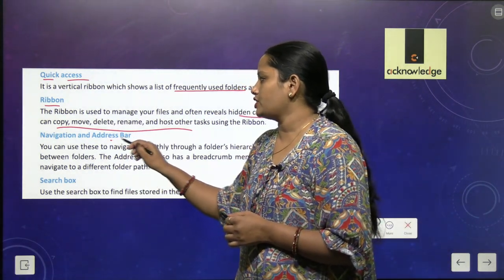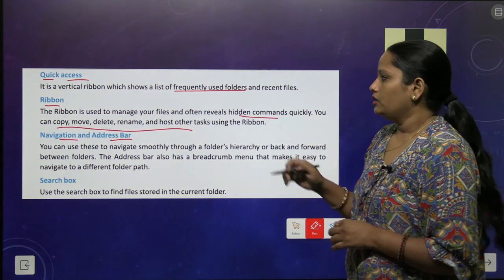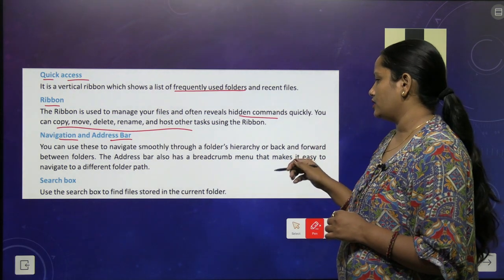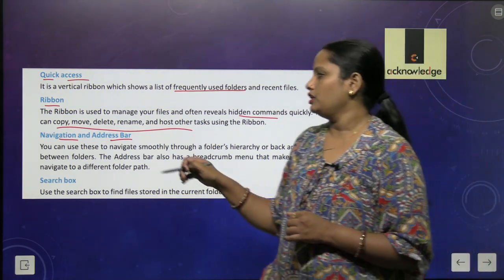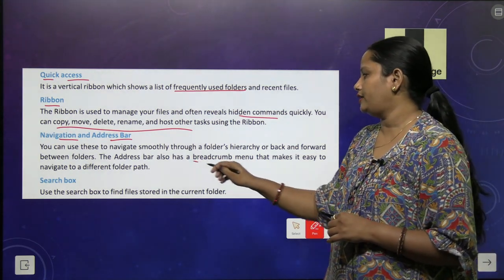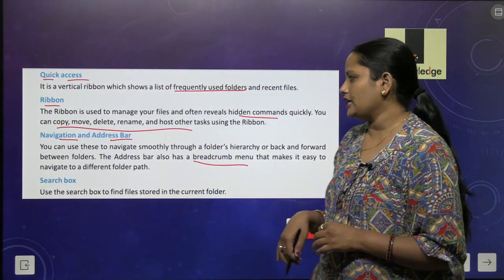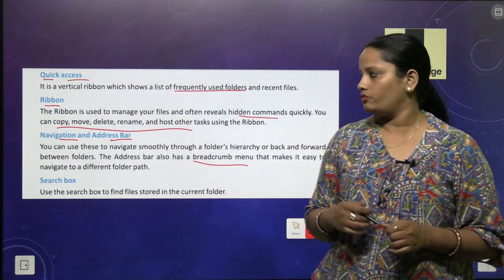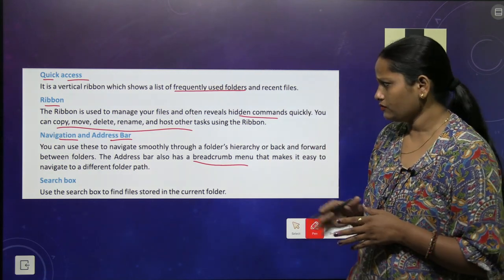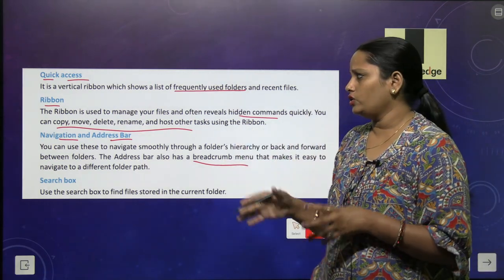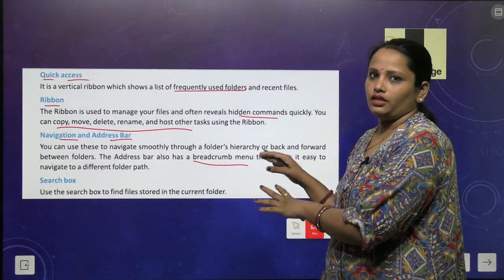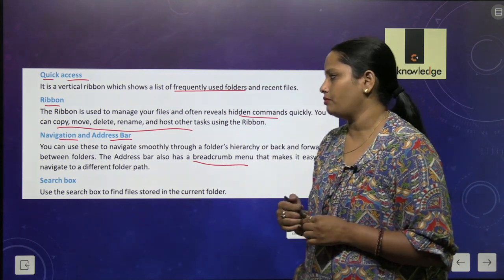Next is navigation and address bar. You can use these to navigate smoothly through the folders, hierarchy, or back and forward between folders. The address bar also has a breadcrumb menu that makes it easy to navigate to a different folder path. So navigation and address bar, what is the use of it? We can quickly find things and navigate to them by using the navigation and address bar.